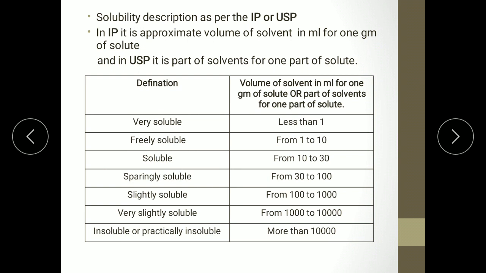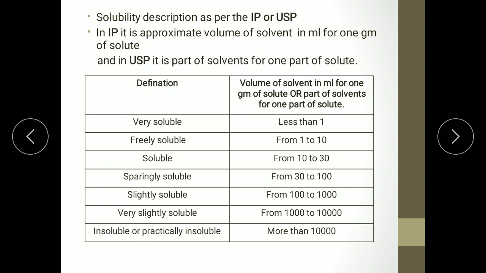In USP, what they will say is parts of solvent for 1 part of solute. In IP we say 1 gram, in USP we say 1 part. It means that if one part of solute is taken and it dissolves in less than 1 part, it is very soluble. If 1 part of solute dissolves in 1 to 10 parts, it is freely soluble. 1 part in 10 to 30 parts, it is called soluble. 30 to 100 parts, it is sparingly soluble. 100 to 1000 parts, it is slightly soluble.